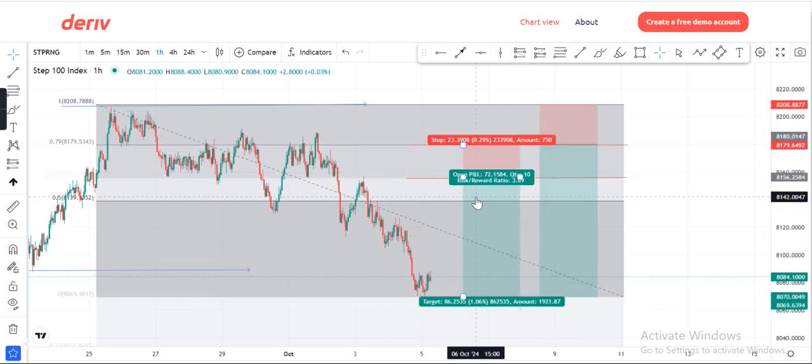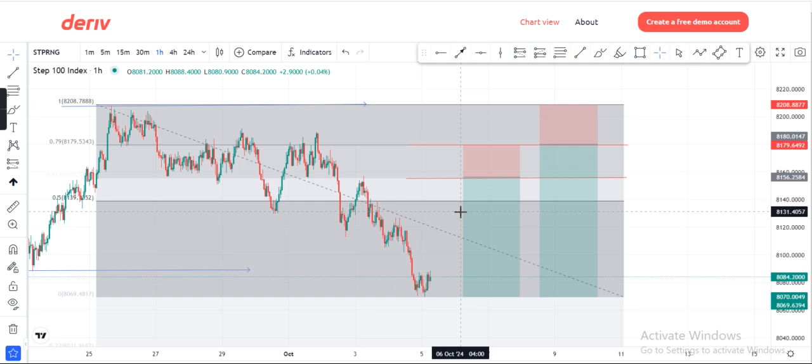So this is it, guys, for the step index. We simply wait with patience for the market to give us a reaction.